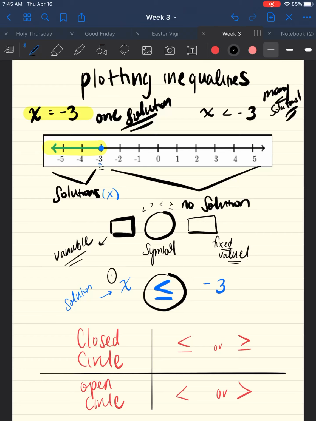Number 1, place your variable. Number 2, give me your fixed value. Where is it starting at? Just like -3. And then lastly, give me your symbol. Look at the circle first.